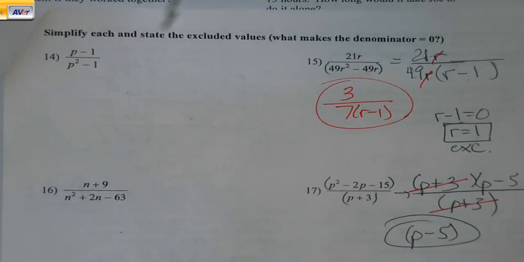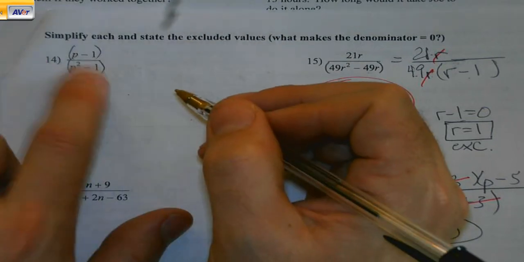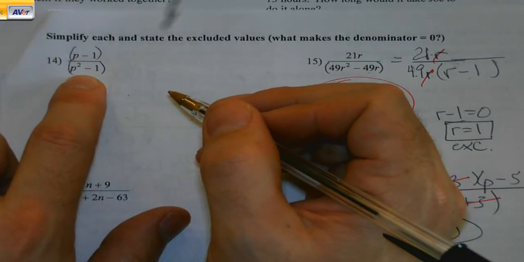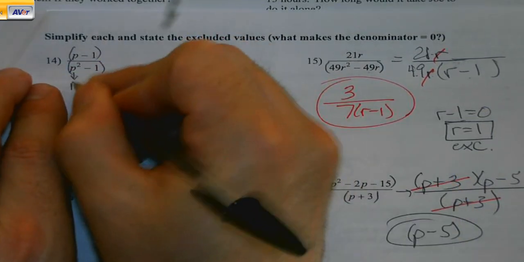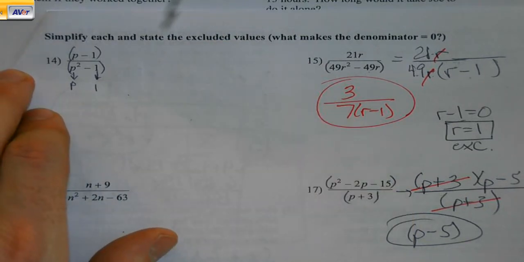Okay, simplify and state the excluded values. Oh, one of our favorites from the last quiz. Okay, this here, that would be a difference of squares. Because I square p to get p squared and 1 to get 1. Does that mean now that I just write p minus 1 and I'm done?